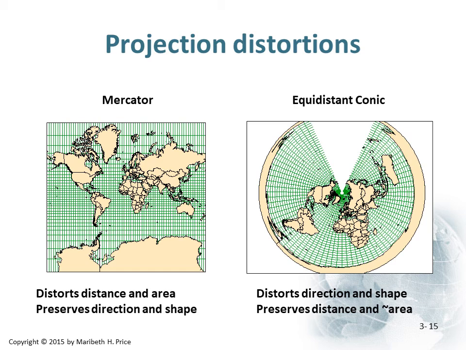Equidistant conic distorts the direction and shape, but it preserves the distance and the area. So if you're trying to compare the size of, for example, Africa to Greenland, this is a better choice. If you want to measure the distance from Africa to Greenland, this is a better choice.